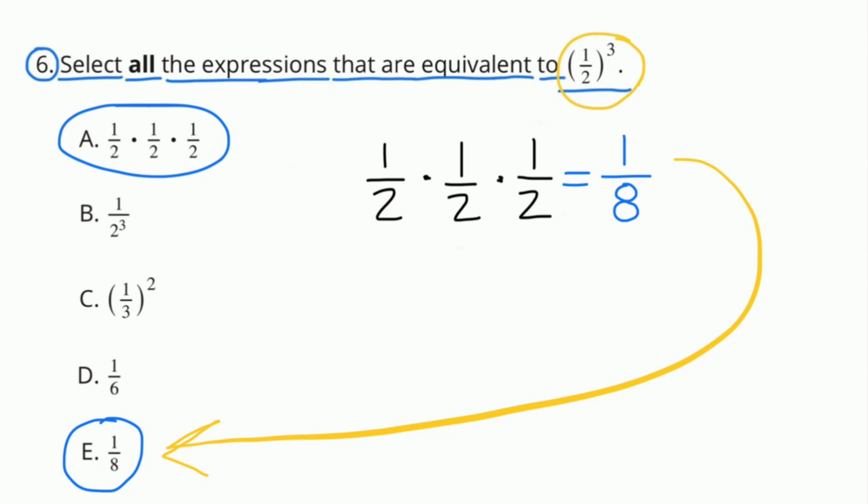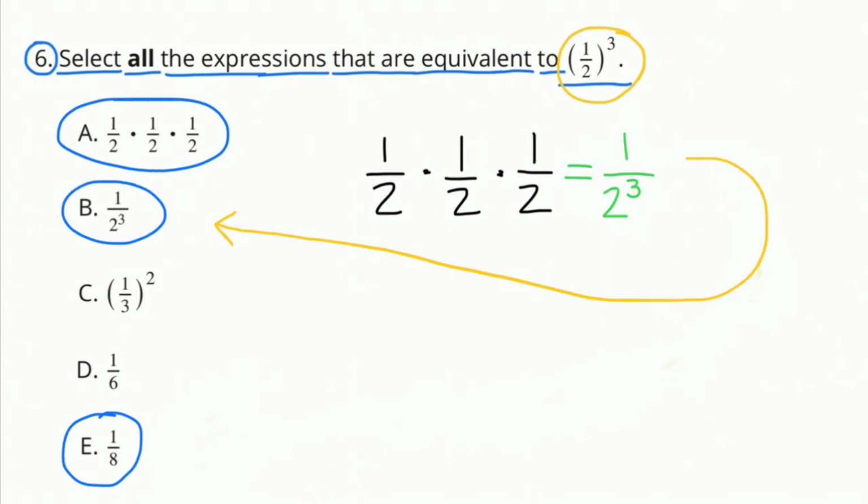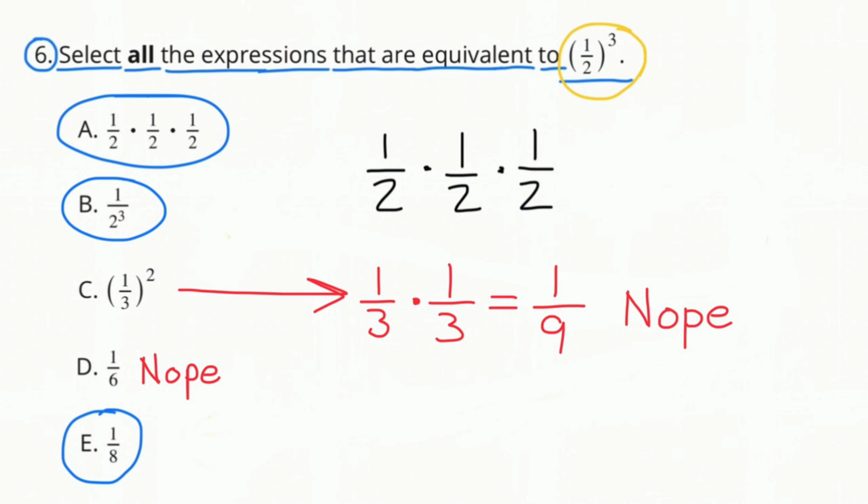1/2 times 1/2 times 1/2 is the same thing as 1 over 2 to the third power, so we can select B. We cannot select C because 1/3 to the power of 2 is the same as 1/9, and we cannot select D because its value is 1/6, and we're looking for a value of 1/8.